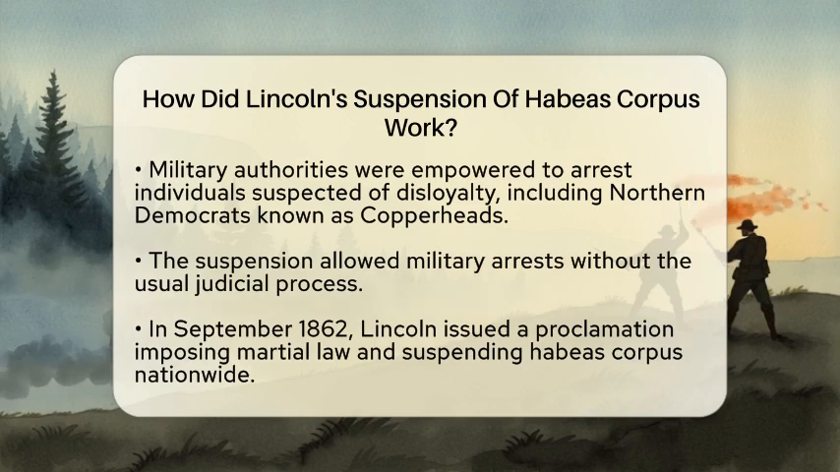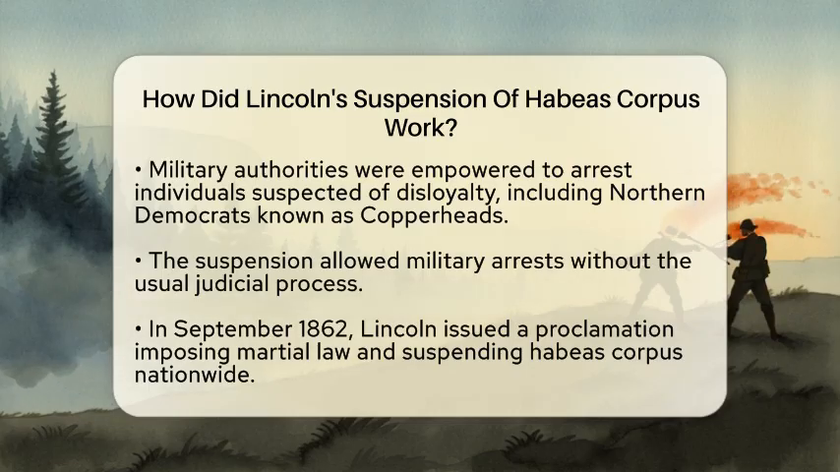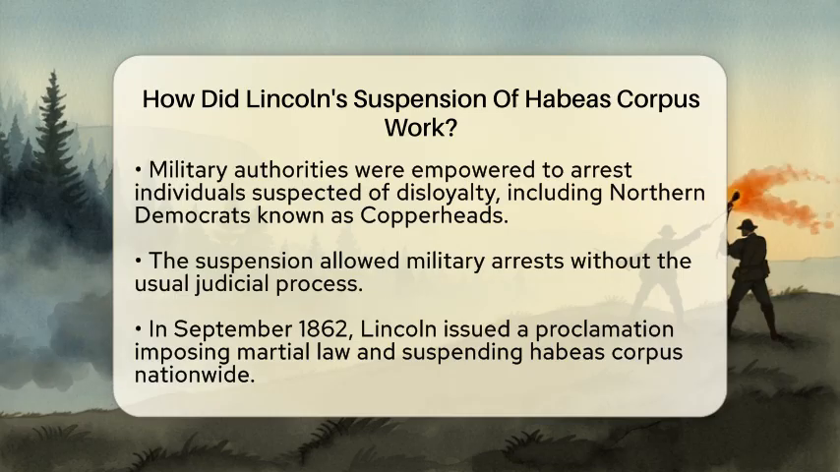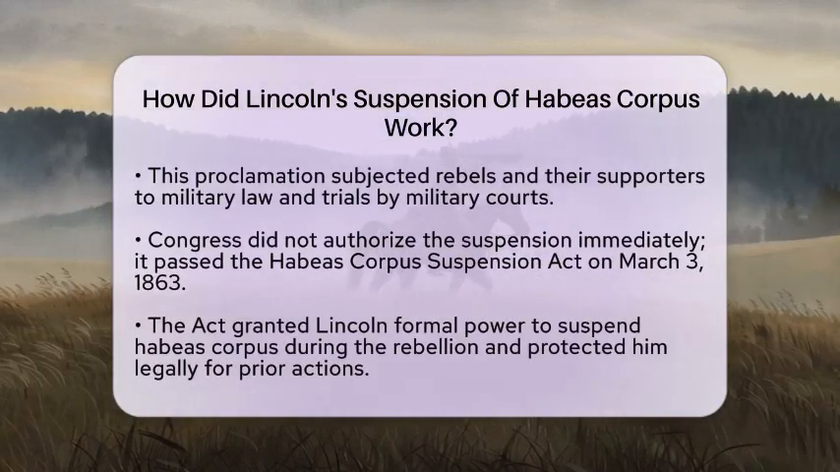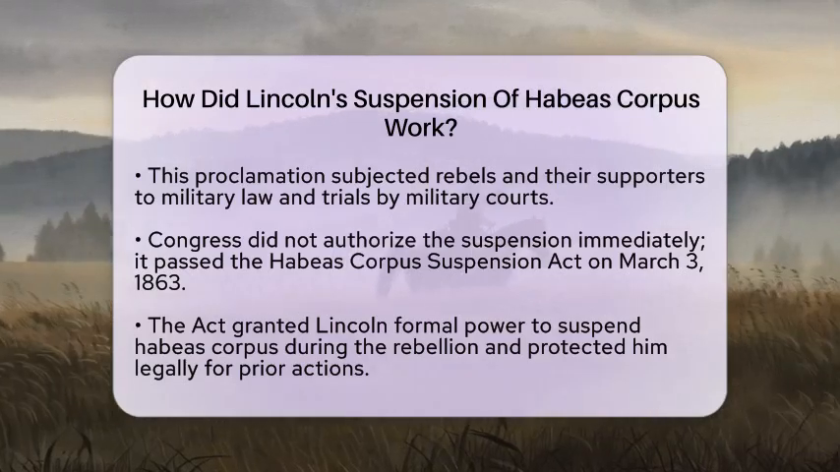The suspension of habeas corpus meant that courts could not demand the releases of those detained. This effectively allowed military arrests without the usual judicial process. In September 1862, Lincoln issued a formal proclamation that imposed martial law and suspended habeas corpus nationwide for the duration of the rebellion. This proclamation stated that all rebels and their supporters were subject to military law and could be tried by military courts. Interestingly, Congress did not immediately authorize this suspension.